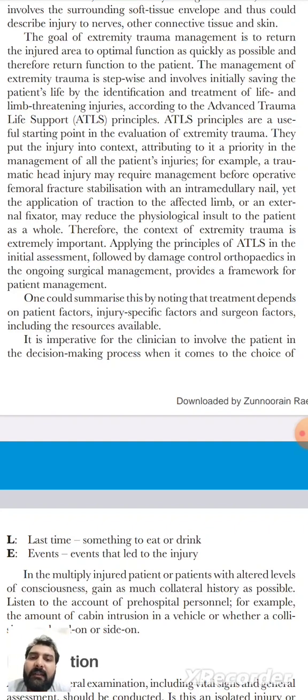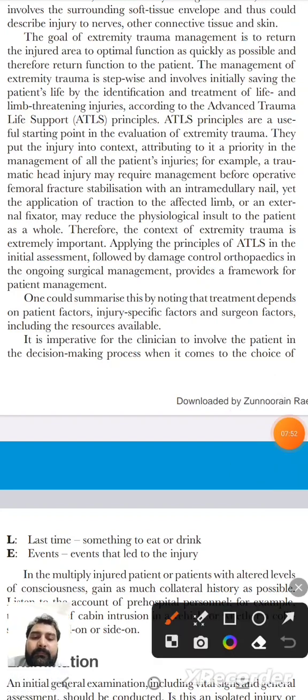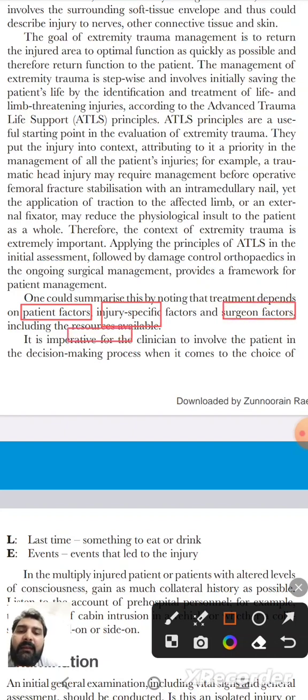First, address the life-threatening, then limb-threatening, and then minor injuries. One could summarize this by noting that treatment depends on patient factors, injury-specific factors, surgeon factors, including the resources available. Treatment depends on patient factors, injury-specific factors, surgeon factors, and available resources.